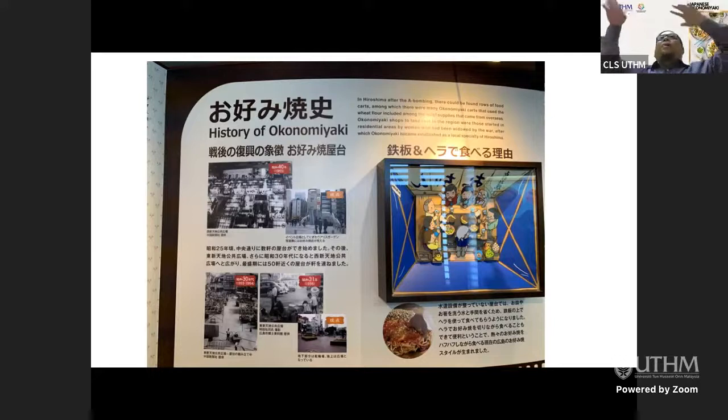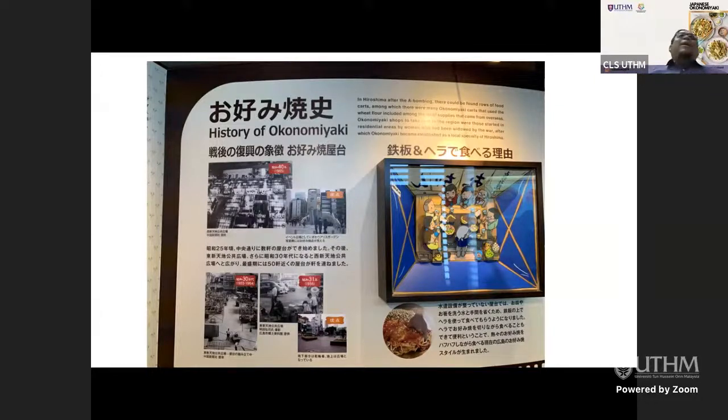They built a stall. And luckily, Hiroshima was very lucky because it was an industrial center, an industrial city. There was a lot of metal technology. So maybe they had a lot of hot plates. They could take these and make them into hot plates. They had flour, some cabbage and other things, so they tried to make it into food. This is where okonomiyaki came from.